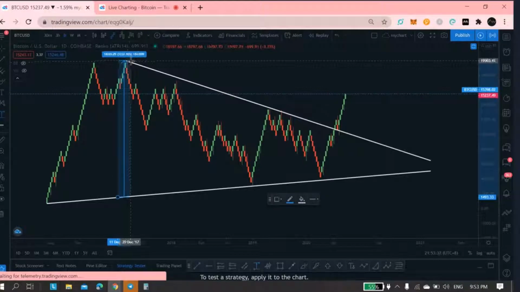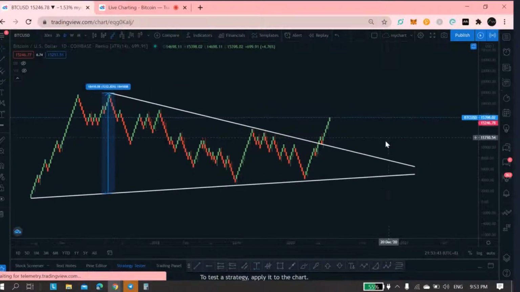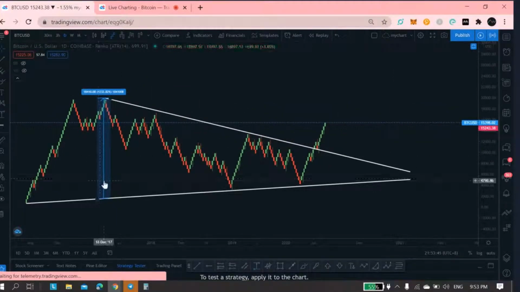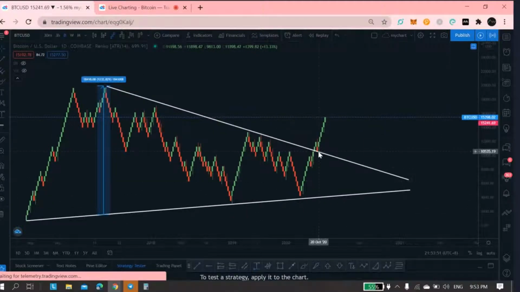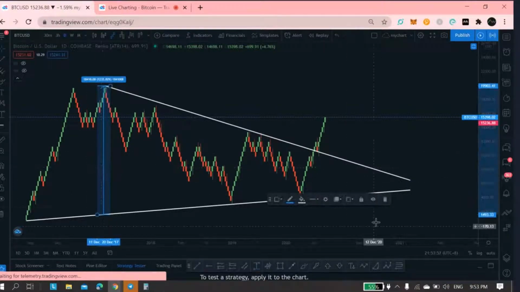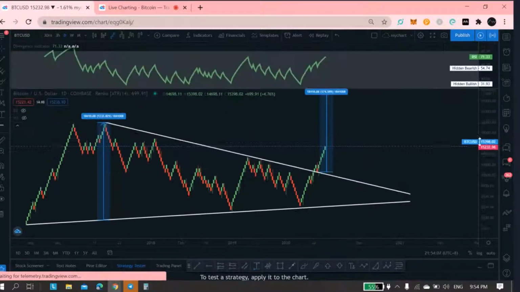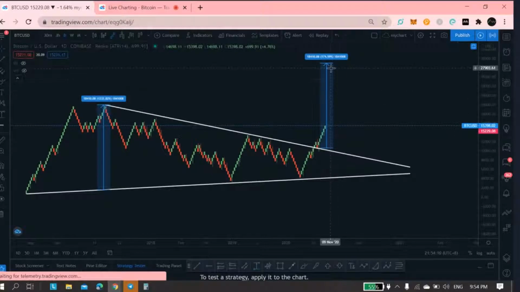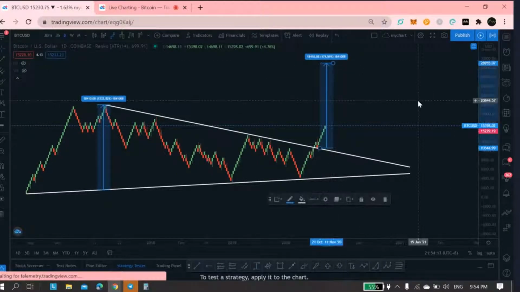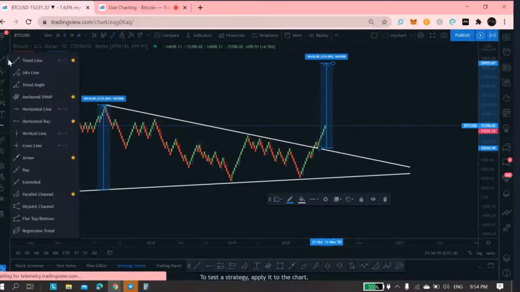So this is a triangle. And normally, of course, for a triangle, you will measure the height and then put that after it breaks out, which is near this apex. So we'll just copy this one and then put it here at a breakout. So I'm expecting a possible 29,000 around that area.